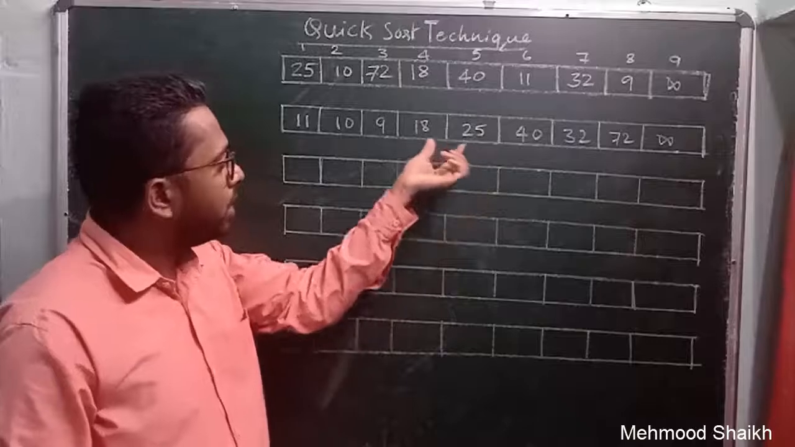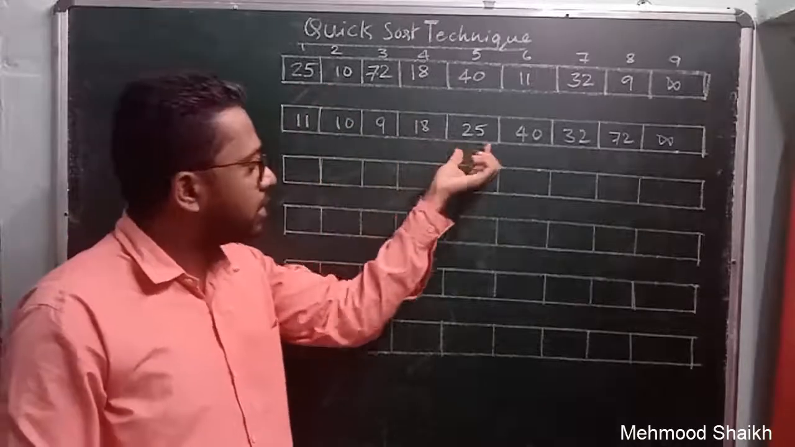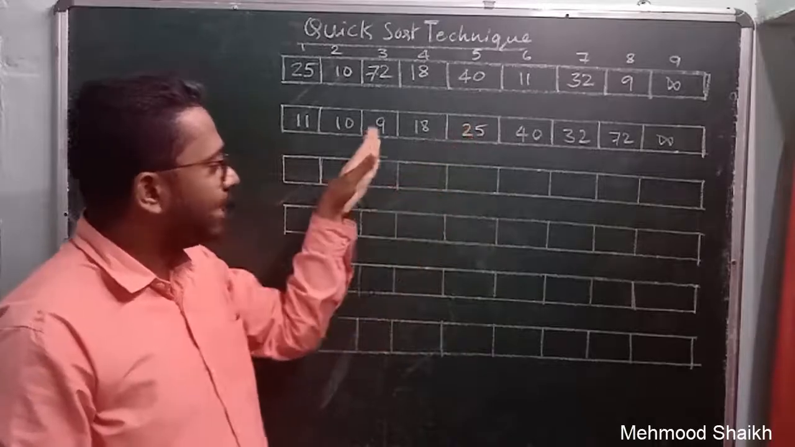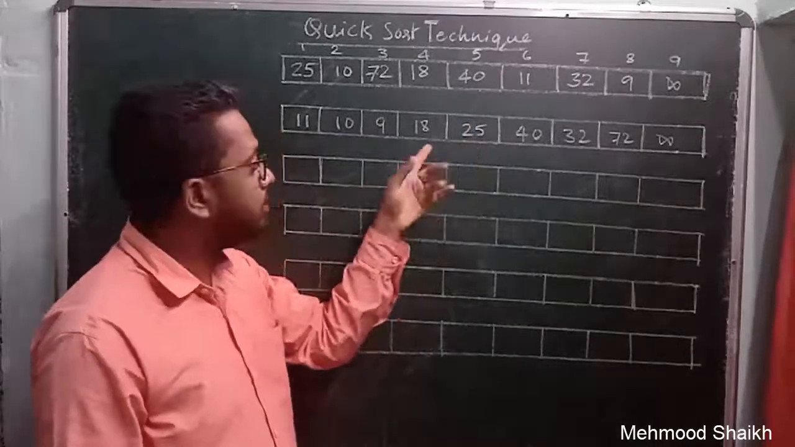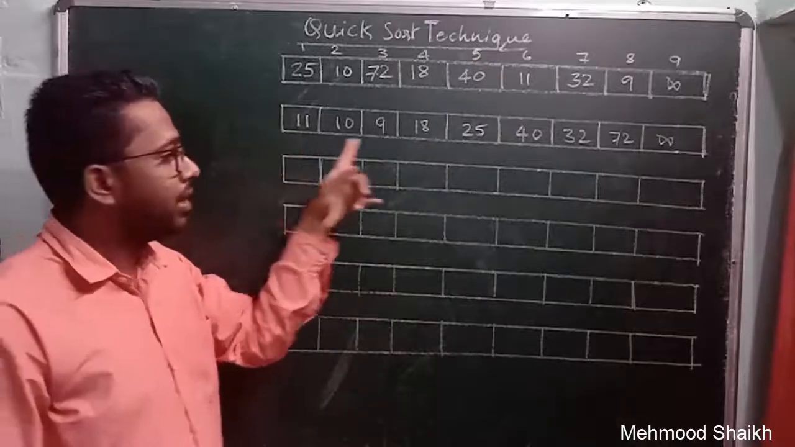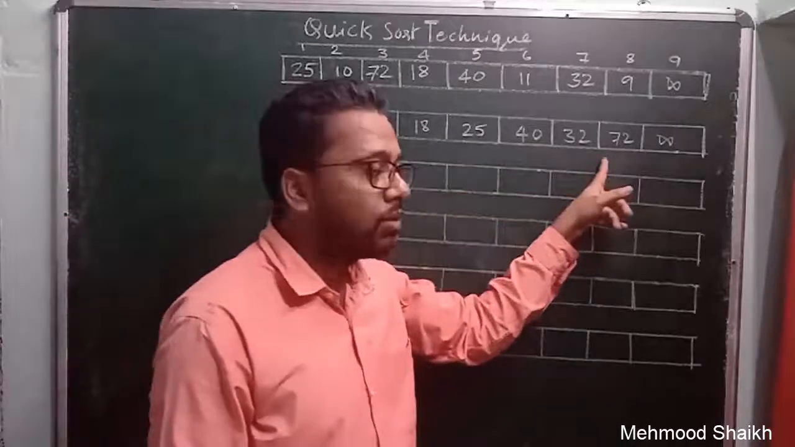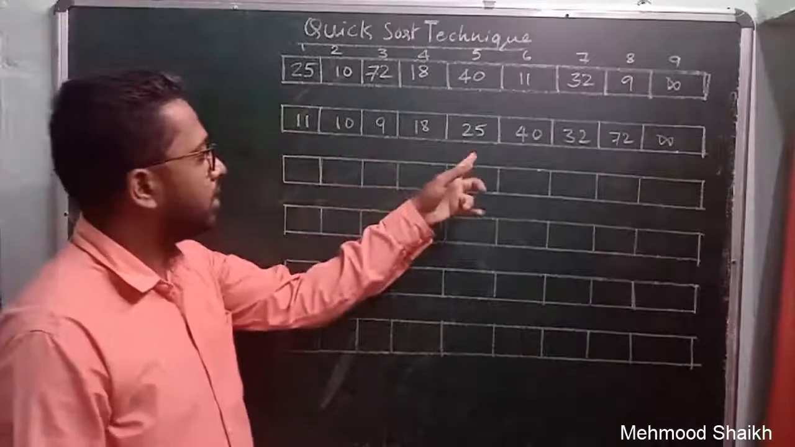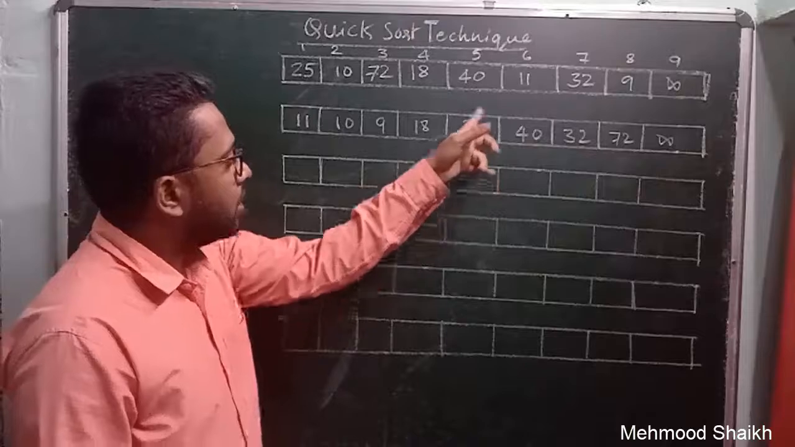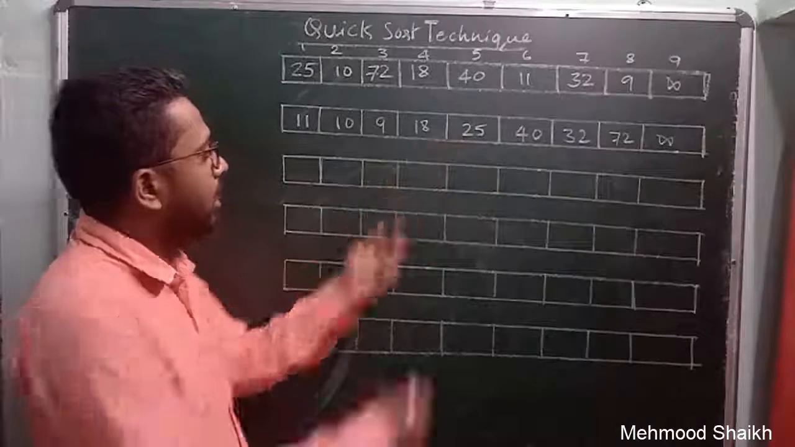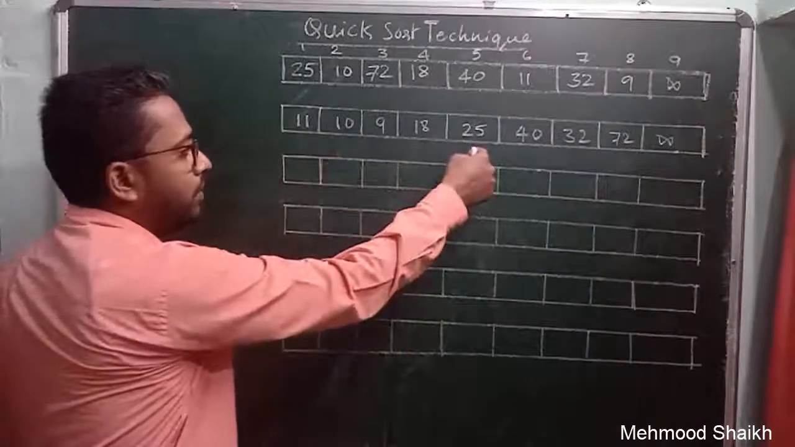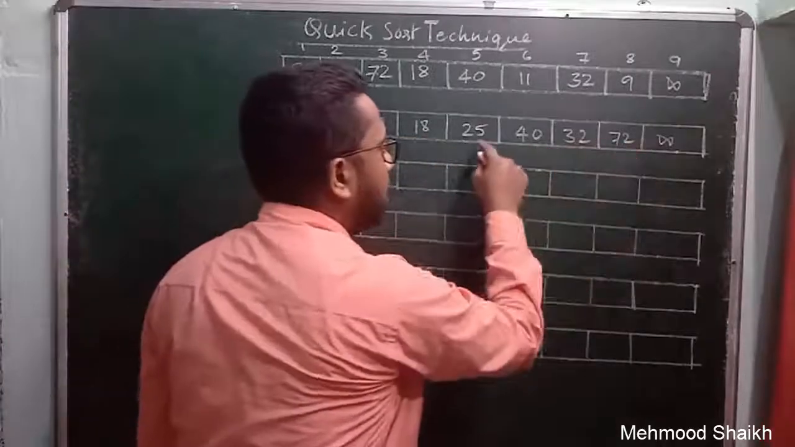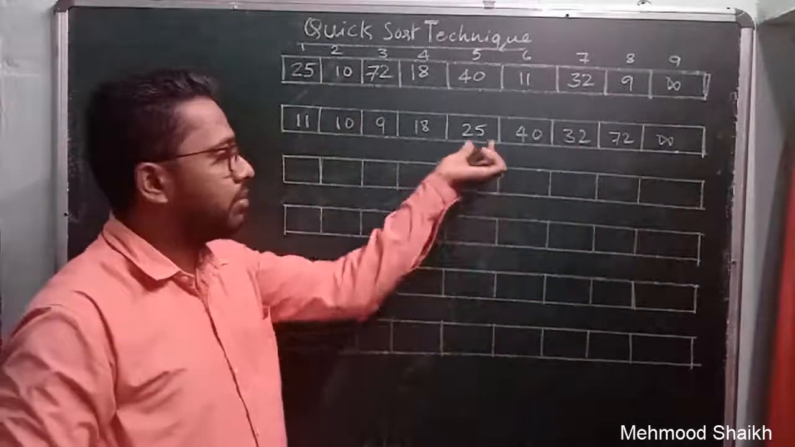So when we adjust the pivot element into its sorted position, then all the elements on the left side of the pivot element must be lesser than the pivot element, and all the elements on the right side of the pivot element must be greater than the pivot element, as you can clearly see here in this example. So 25 is the partitioning index, and all the elements on the left side of 25 are lesser than this number, and all the elements on the right side of 25 are greater than this partitioning index.